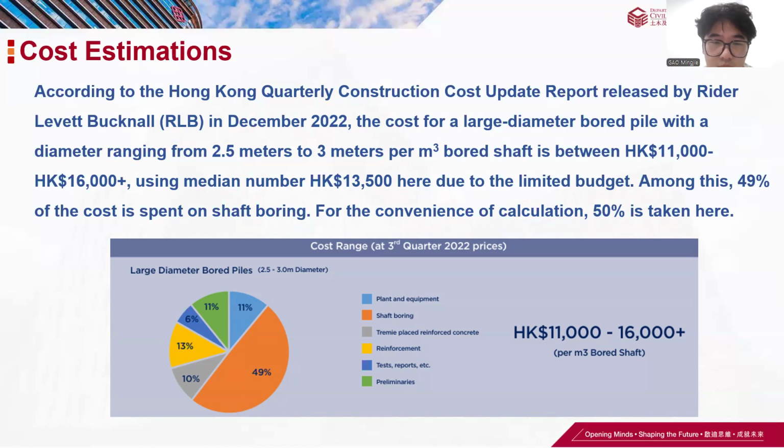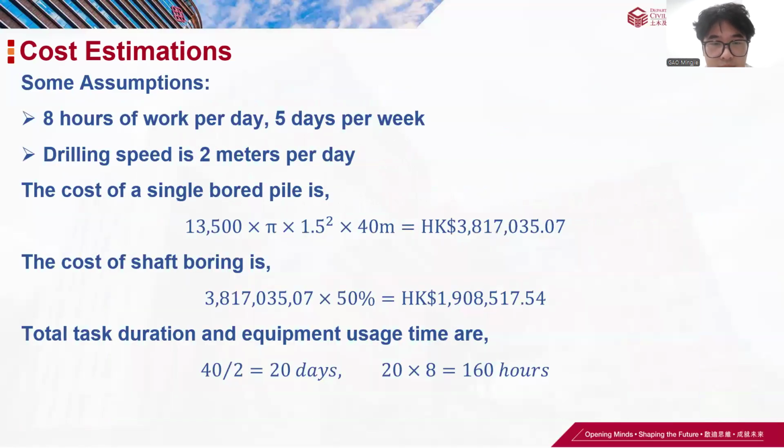We use the median number, 13,500, as the unit cost per meter of bore shaft. And we made some assumptions: 8 hours of work per day, 5 days per week, and the task continues 20 days, which is 160 hours. Drilling speed is 2 meters per day, and the cost of a single bore pile is shown on the slide.